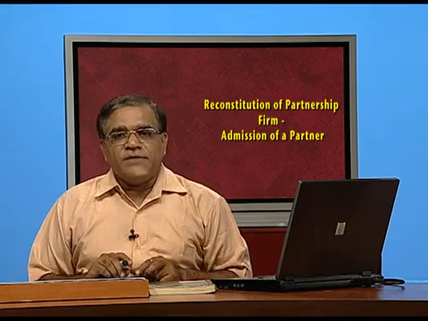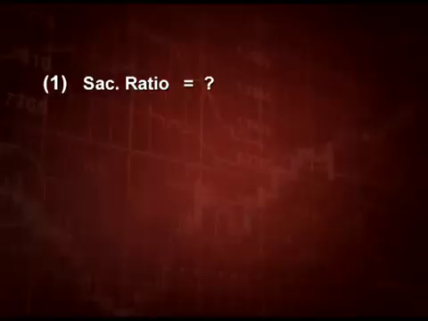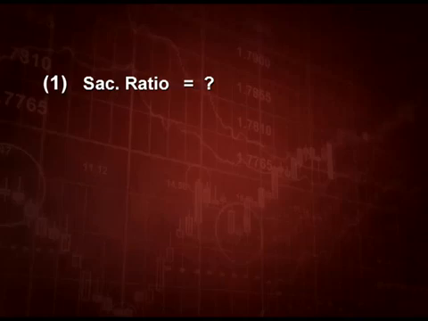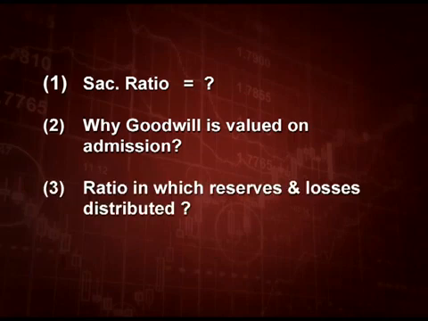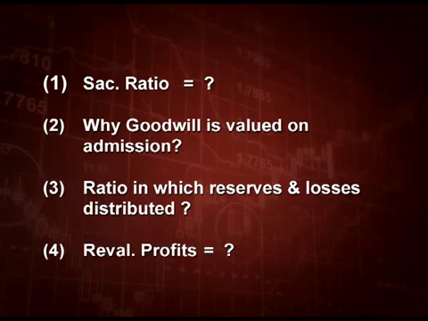Let us do some very fast questions. What is the sacrificing ratio? Sacrificing ratio is old ratio minus new ratio. Why is goodwill valued on admission? Because we have to compensate the old partners for their past efforts. Which is the ratio in which reserves and losses are distributed? Yes, old ratio. Revaluation profit is distributed in which ratio?